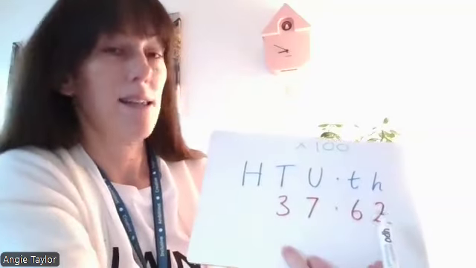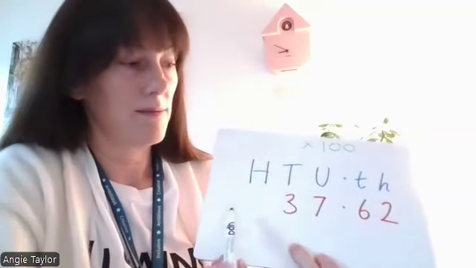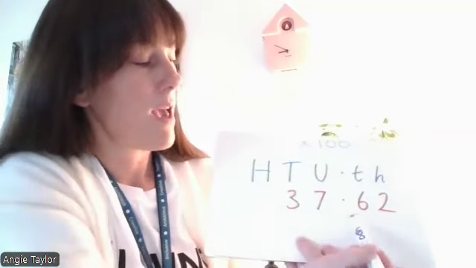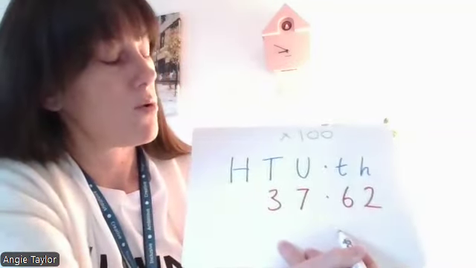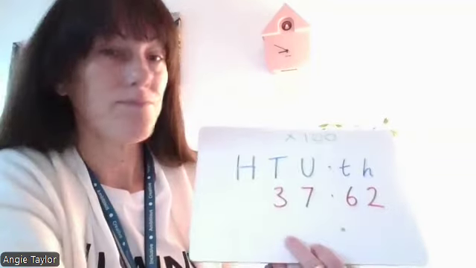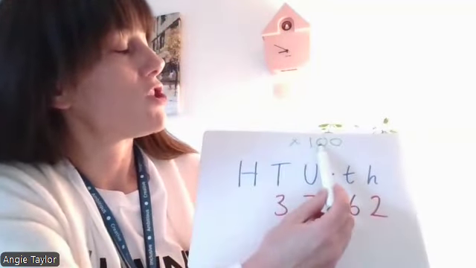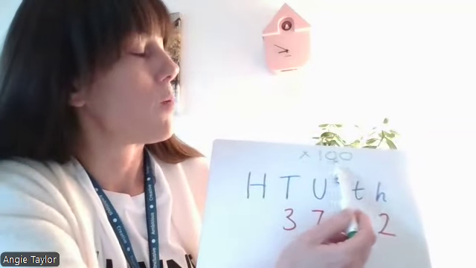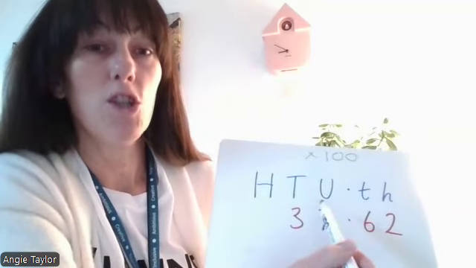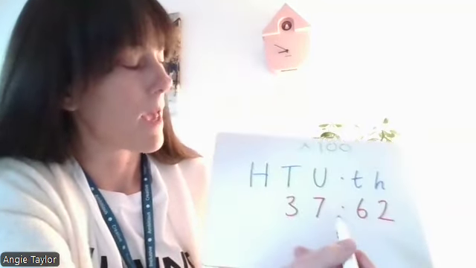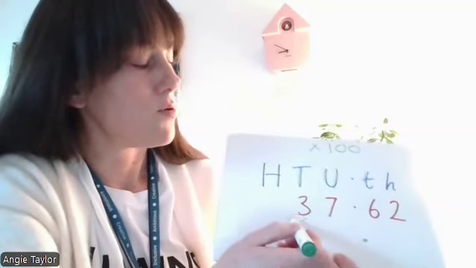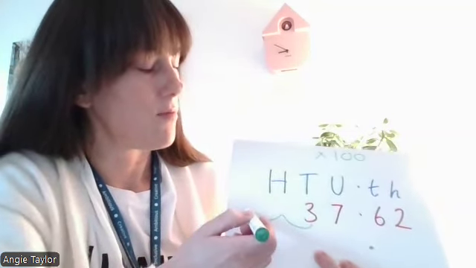Now let's have a look at the same number if we multiply it by 100. Okay, so our answer is going to get bigger. Our digits are going to move in this direction. Our decimal point always stays here. And we have 2 zeros in our multiplier this time, timesing by 100. So our digits are going to move 2 columns.